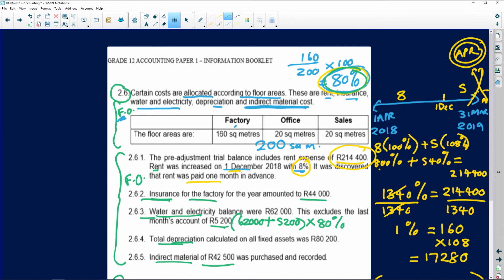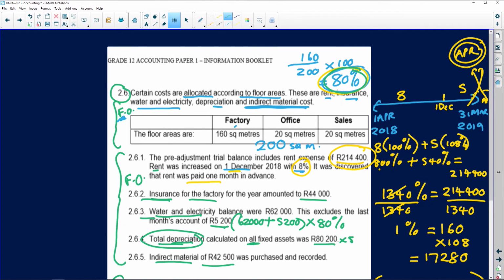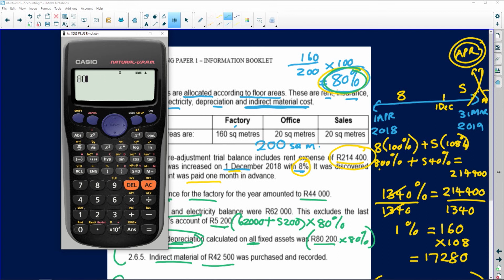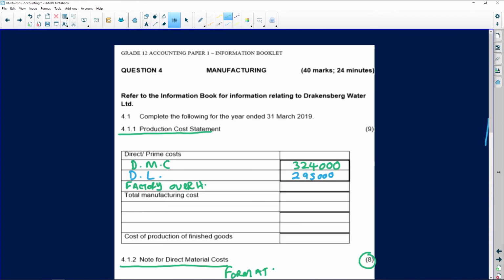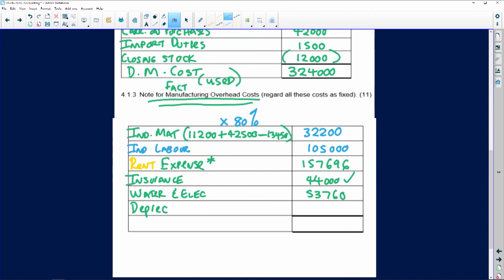Okay, just enough time for us to look at depreciation. So going back to the information, total depreciation calculated on all fixed assets was 80,200. Now, what do they mean by that? On all fixed assets? So everything for the factory, for admin, for the sales department, all depreciation. So remember, once again, we are only interested in the 80% because that is for the factory. So let's quickly work that out. 80,200 times 80%, and that gives us 64,160. So that is obviously my depreciation for the factory. Okay, so depreciation, an amount of 64,160.